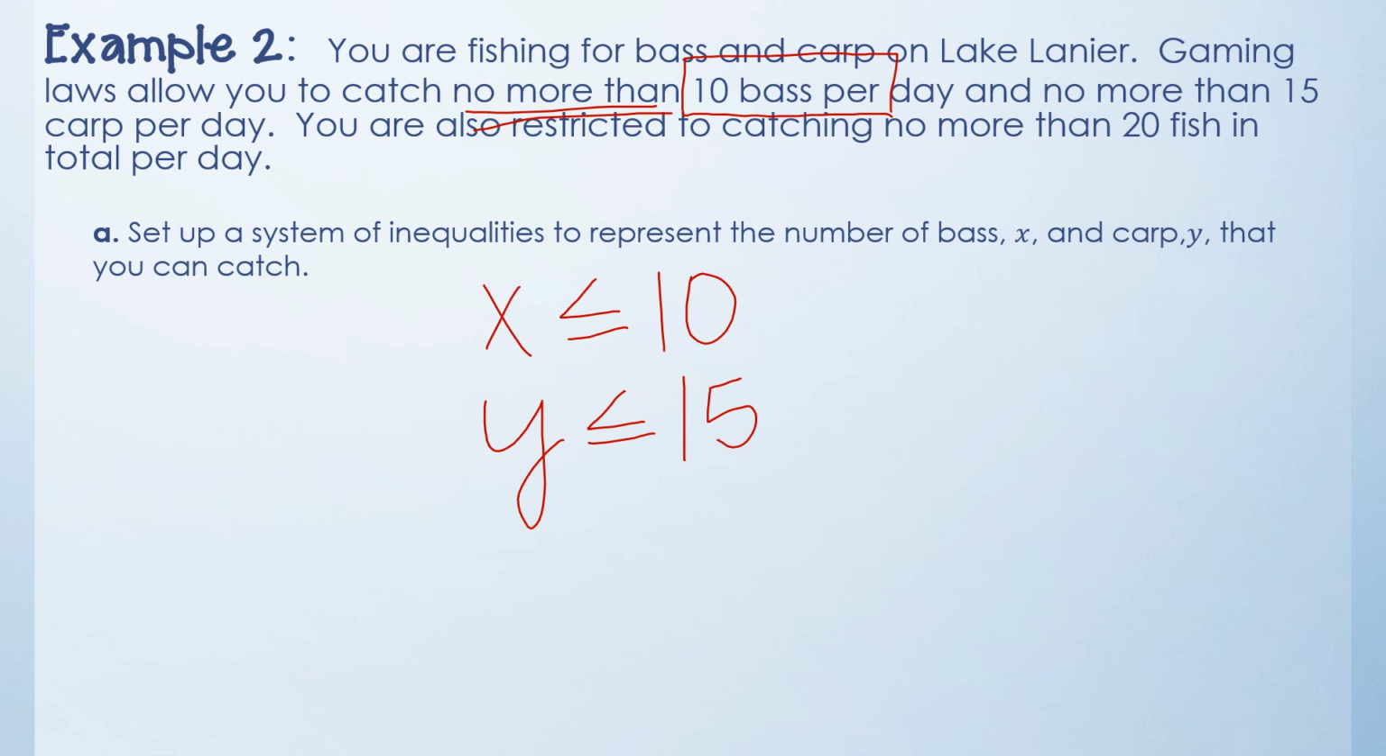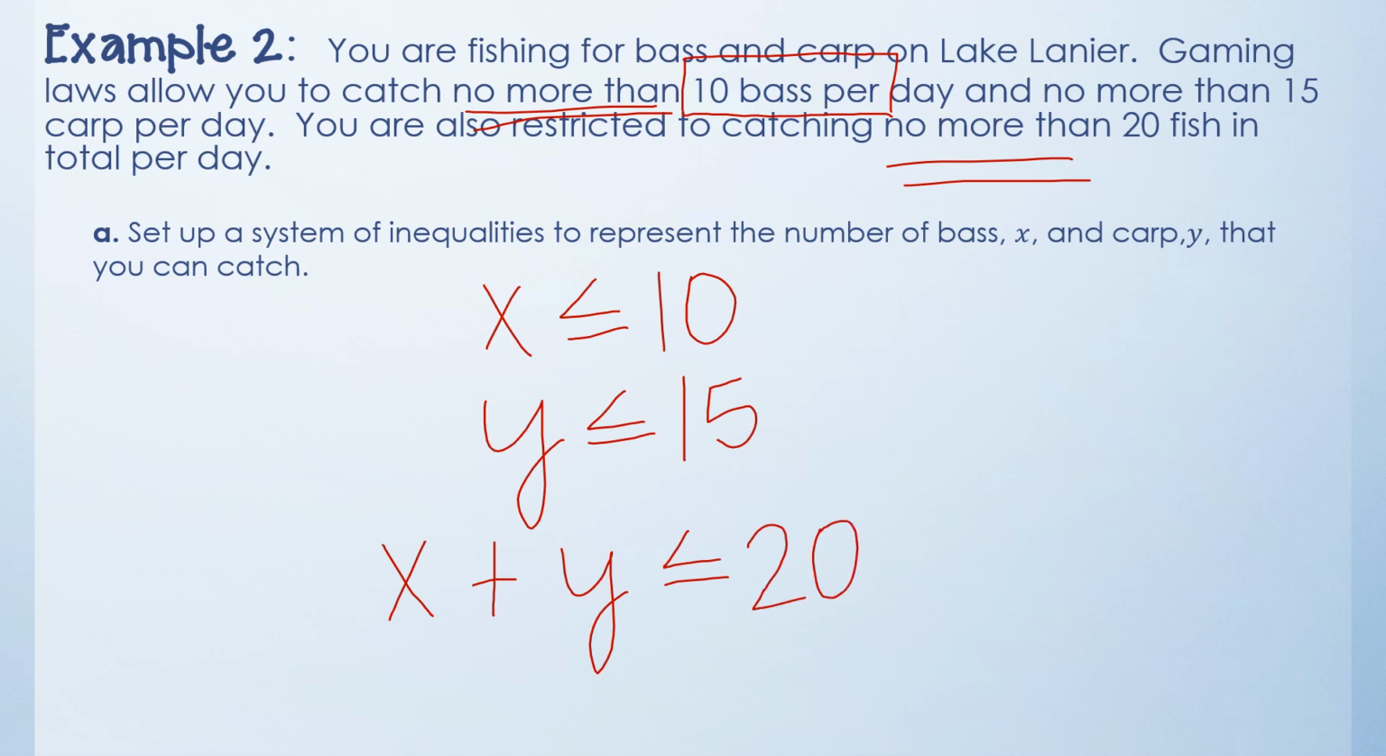Then for my third inequality, I'm restricted to the total number of fish that I can get. Well, what are the fish that we're fishing for? It's bass, which is X, and carp, which is Y. So in total, that would be represented by X plus Y, the total number of bass plus the total number of carp that I can get all together needs to be no more than 20 fish. So that would also be less than or equal to 20.